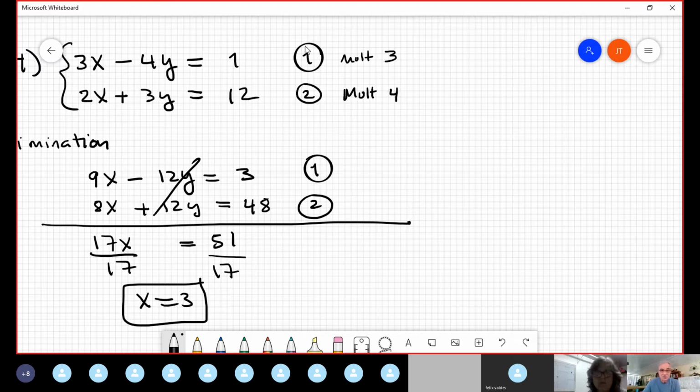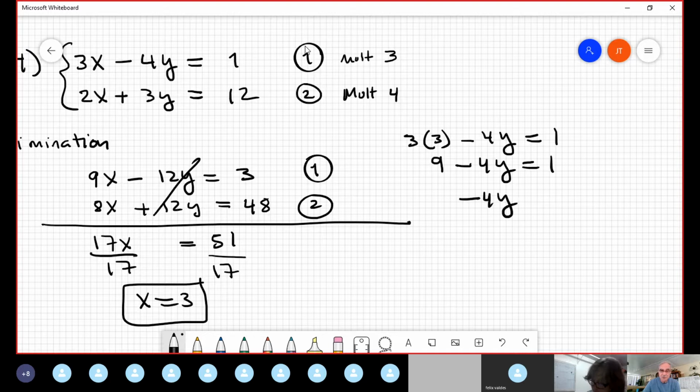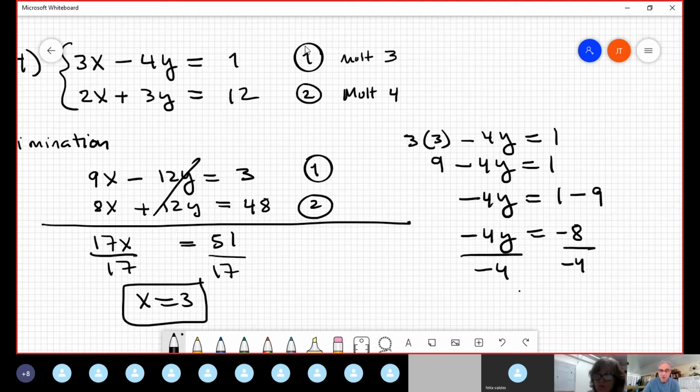So 3 times 3, you replace x with 3, minus 4y equals 1. Okay, this is 9. So for y it is 1 minus 9, no? Minus 4y equals minus 8, divided by minus 4 on both sides. Y is equal to 2, and the solution set is a point, a unique solution, the set formed by (3, 2).